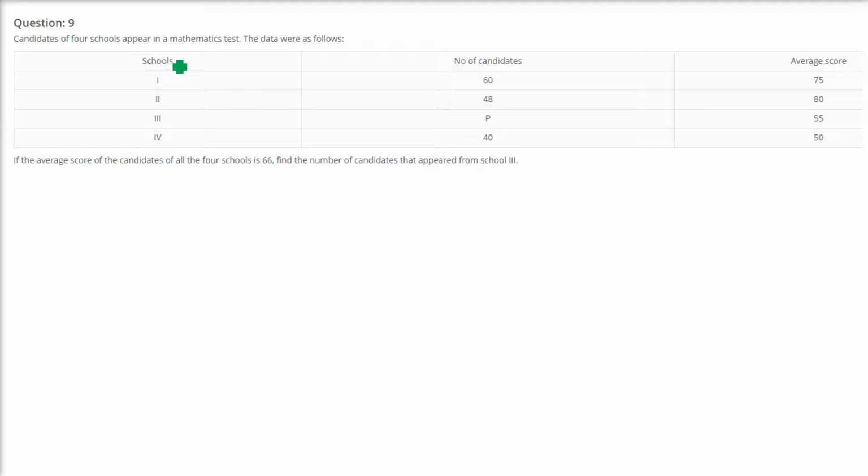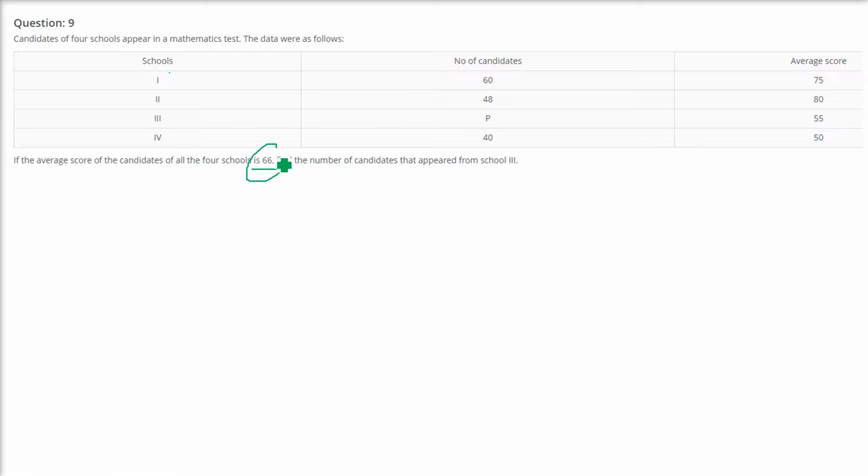Now candidates of 4 schools appear in a mathematics test. The data were as follows. These are the schools 1, 2, 3, 4. These are the number of candidates and this is the average score. If the average score of the candidates of all the 4 schools is 66, there is another method also, another way of representation. So find the number of candidates that appear for school 3.